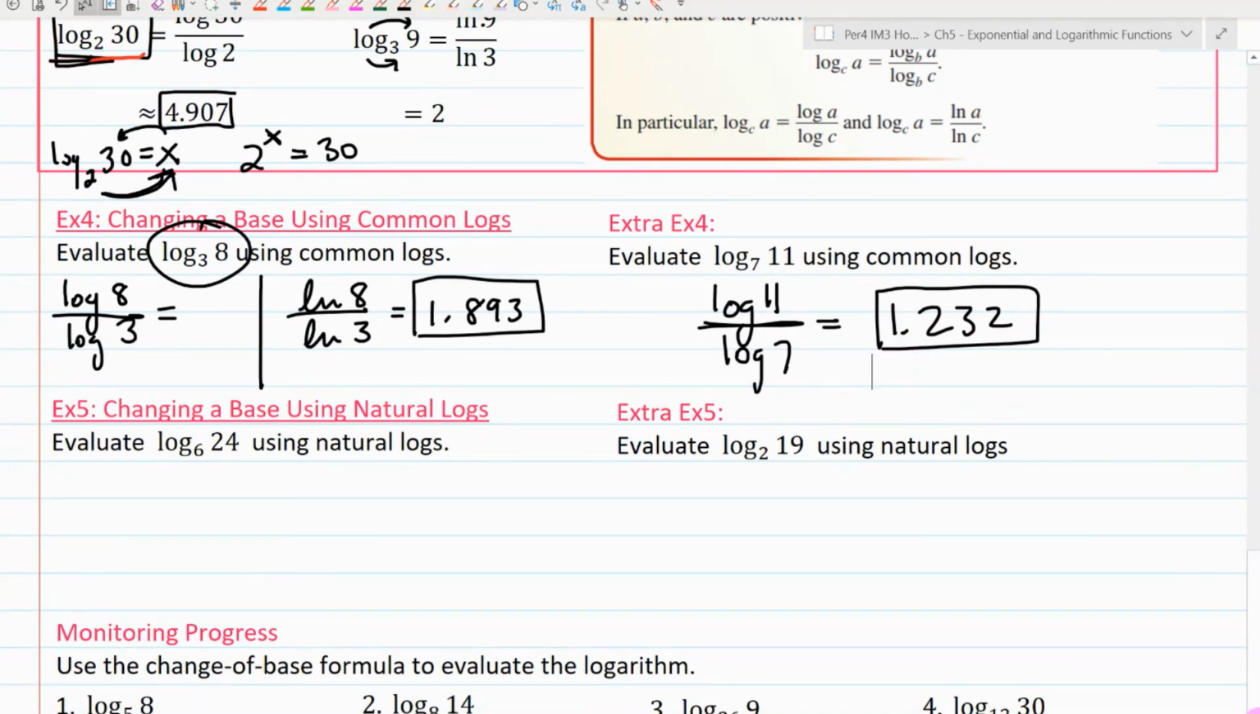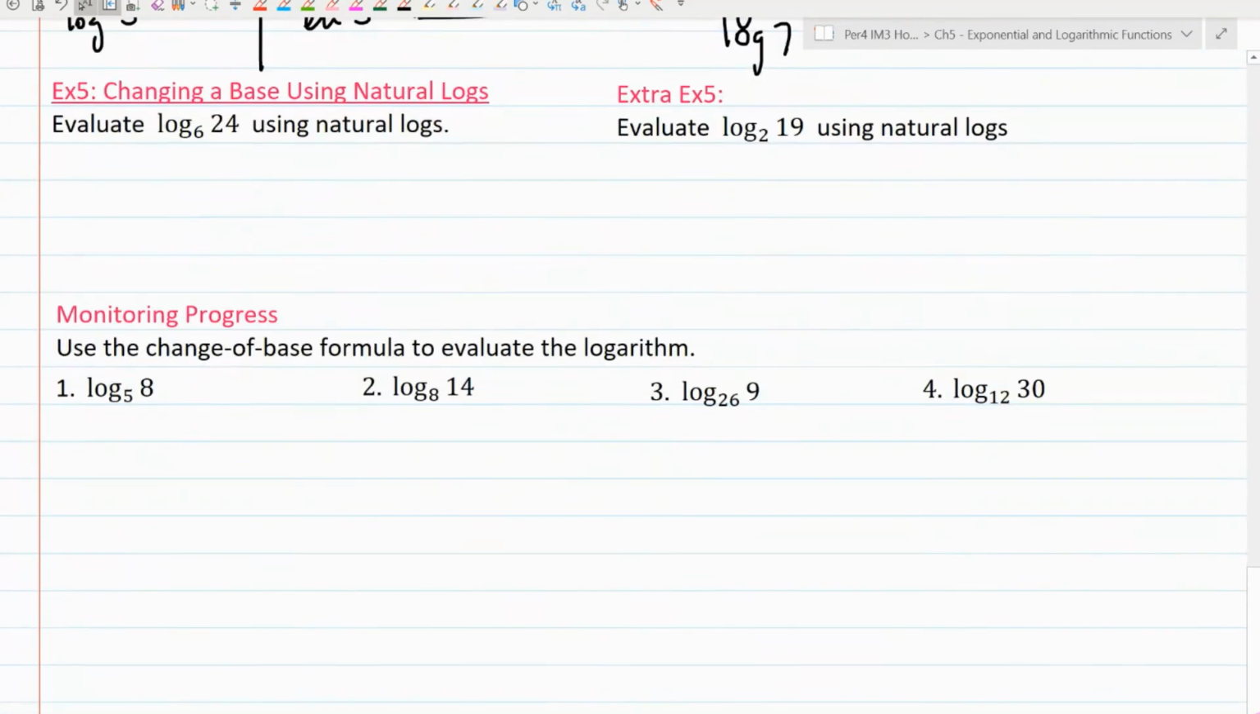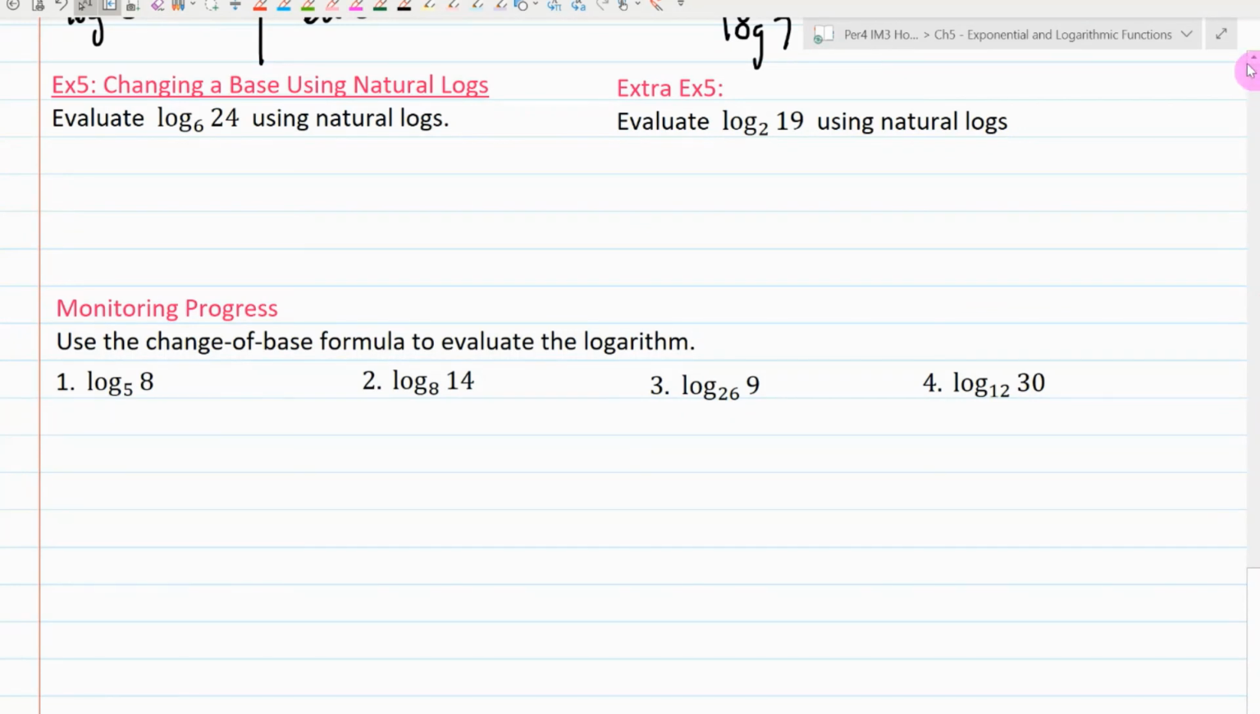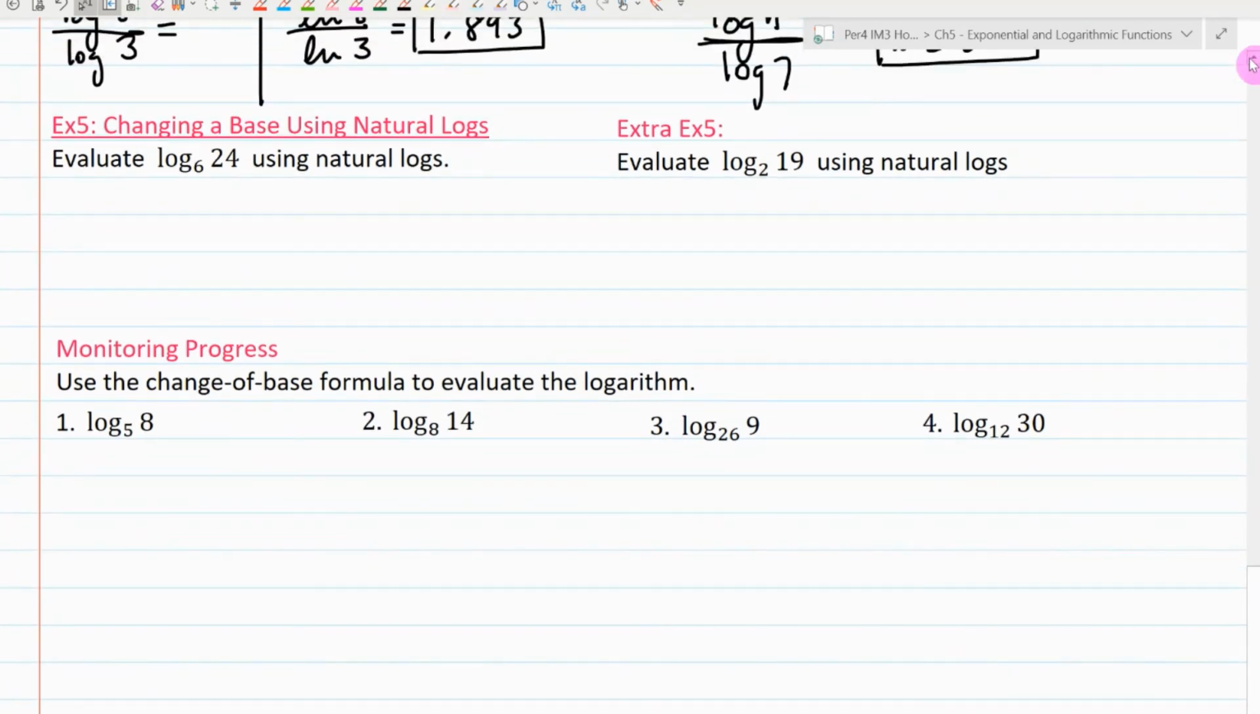Well, actually, the rest of the problems are almost done with this section already. Pretty quick. So go ahead and use a change of base formula. You can use log or natural log. It actually says to use natural log here, but use whichever ones you want. I don't really care.